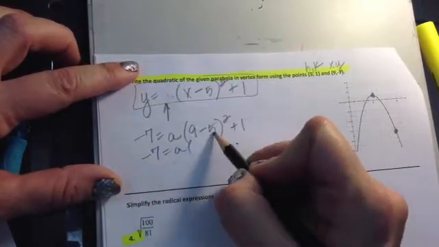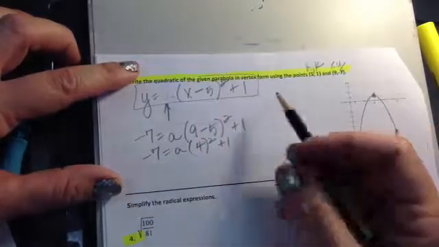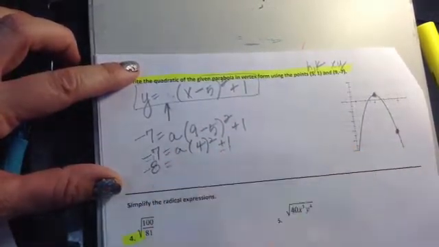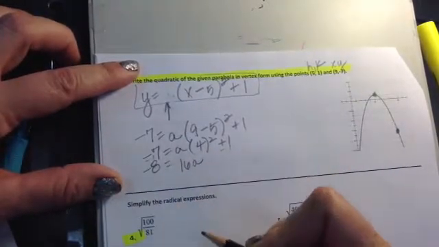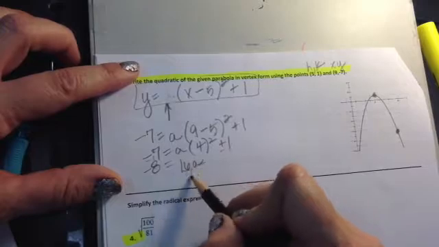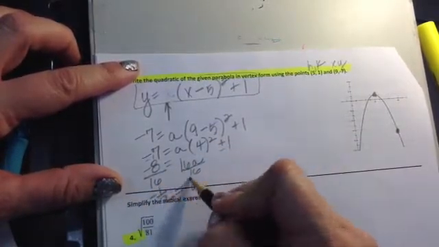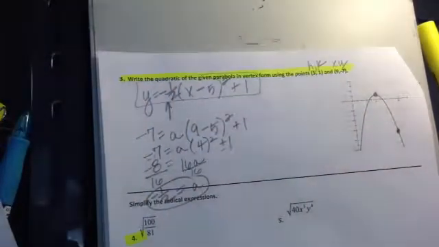I'm going to do the math. A times 9 minus 5 is 4 squared, plus 1. I'm going to do a couple things right here. I'm going to take 1 away from both sides. Get negative 8. I'm going to square 4 and get 16. A times 16. I'm going to divide both sides by 16. A is negative 1/2. This went better on the test, but not great. Expect an item like this on your exam.